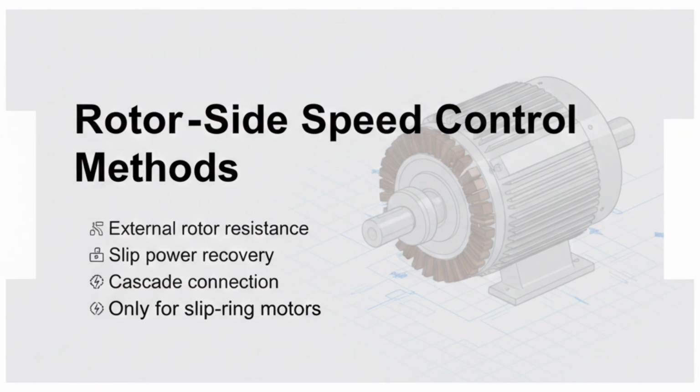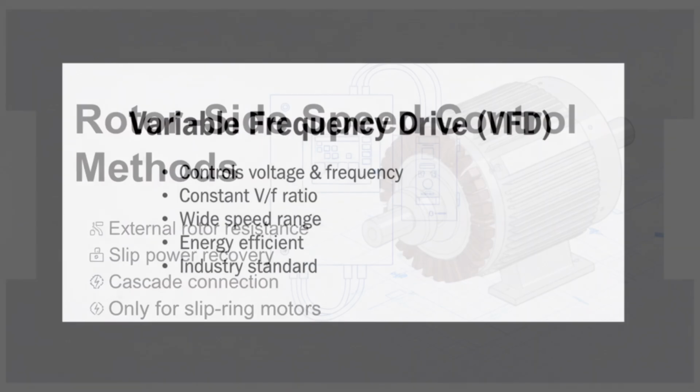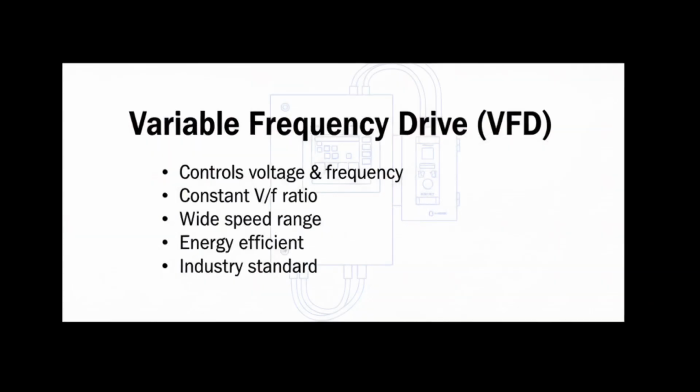In modern industry, the most widely used method is the variable frequency drive, also called VFD or inverter drive. A VFD converts fixed frequency AC supply into DC using a rectifier and then converts it back into AC at variable frequency using an inverter. By controlling both voltage and frequency in the proper ratio, the motor can operate over a wide speed range with high efficiency and good torque capability. VFDs also provide soft starting, braking, protection, and energy saving, which is why they have almost replaced older mechanical or resistive speed control methods in many applications.